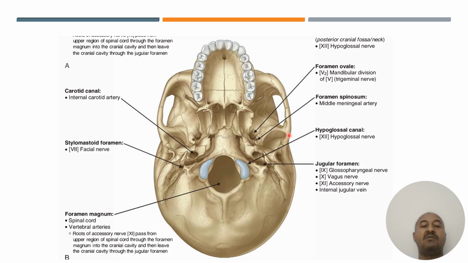Again, this is another picture showing the different structures, mainly the foramina. Foramen ovale, foramen spinosum, jugular foramen, carotid canal for the passage of the internal carotid artery, stylomastoid foramen, foramen magnum, and here foramen lacerum, and so on and so forth.